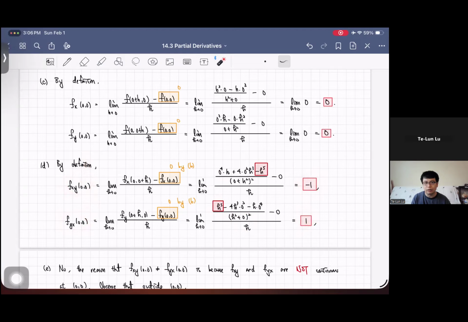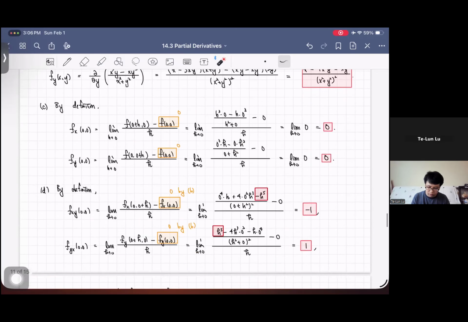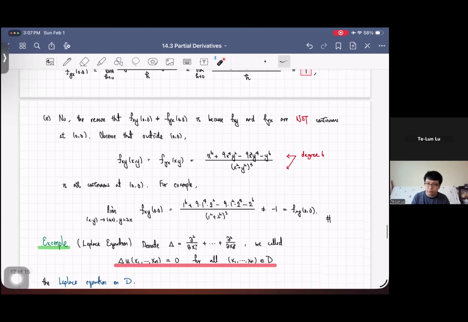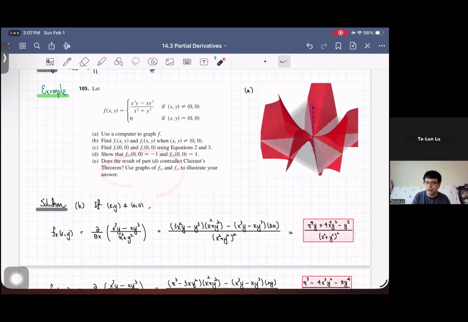What goes wrong? I thought Clairaut's theorem states that they should be the same. But the problem here is that the precondition is not satisfied. fyx and fxy actually are not continuous. I should mention this first: part E asks you why this is not a contradiction. Does it contradict Clairaut's theorem?